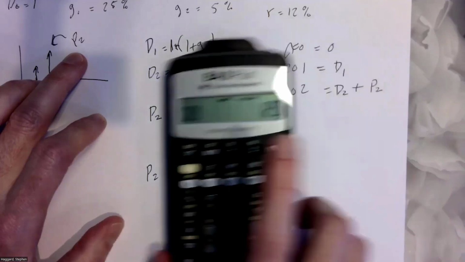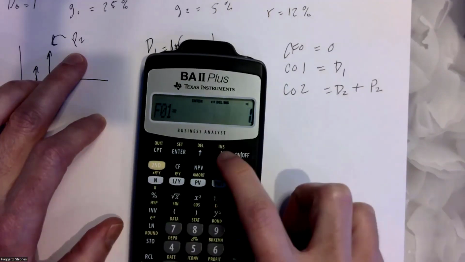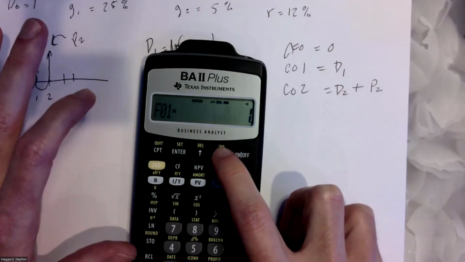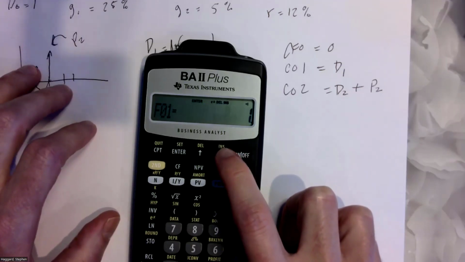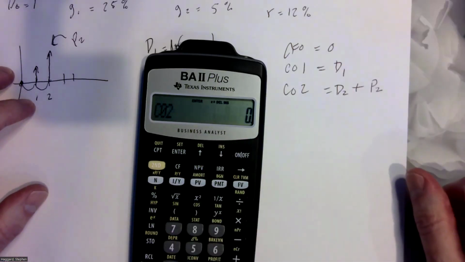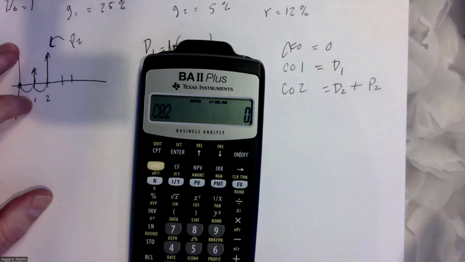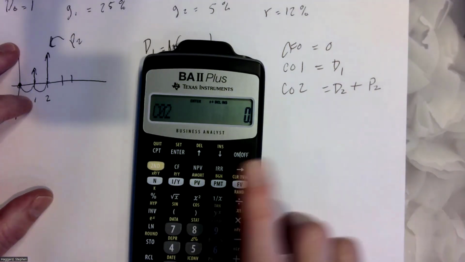That's D1. Now, the next one is going to be D2 plus P2. Let's get down here. Oh, by the way, F01 is 1 because there are no two identical cash flows in this thing until we get out beyond where we're looking. Arrow down, C02. Actually, there are no identicals at all because it's constantly growing past that. C02, we're going to do D2.